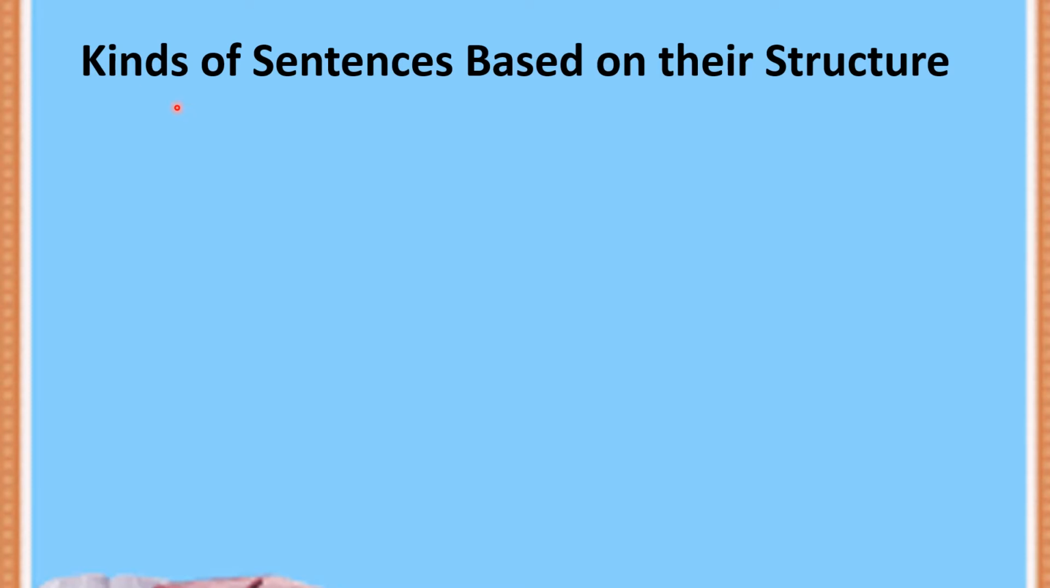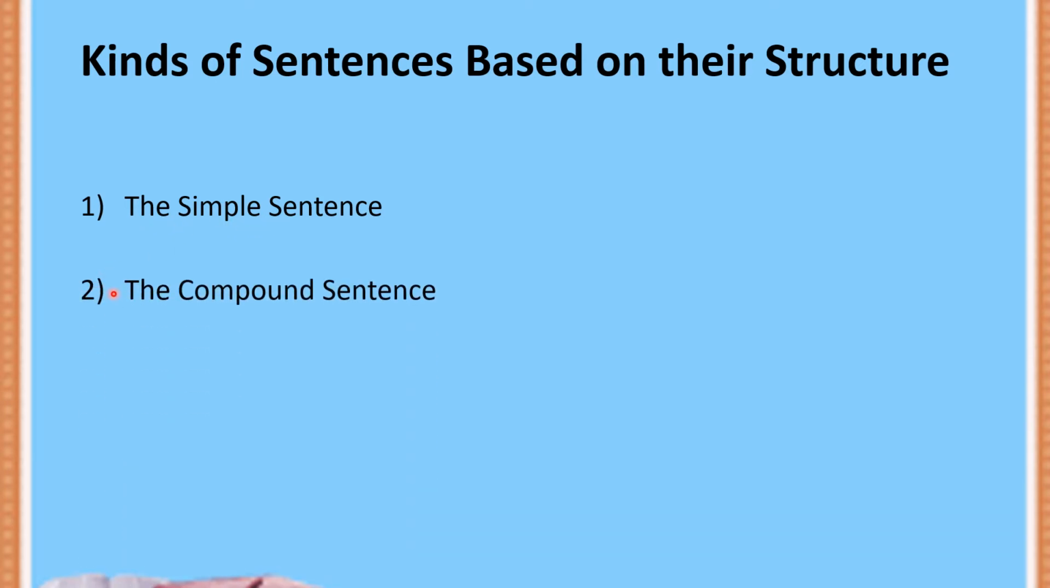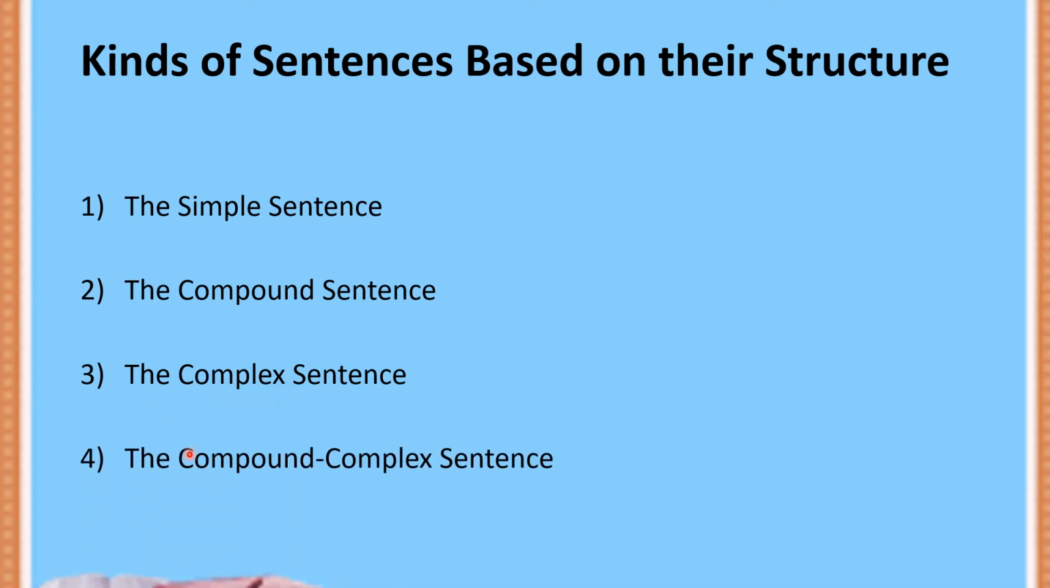Okay, let me now tell you about the kinds of sentences based on their structure. There are four kinds. The first kind is known as the simple sentence. Here is the second kind, which is known as the compound sentence. The third kind is known as the complex sentence. And the fourth kind is known as the compound complex sentence. We shall be talking about these four kinds in today's video.